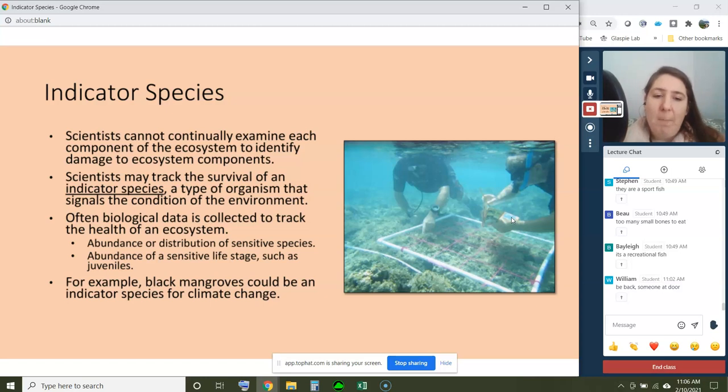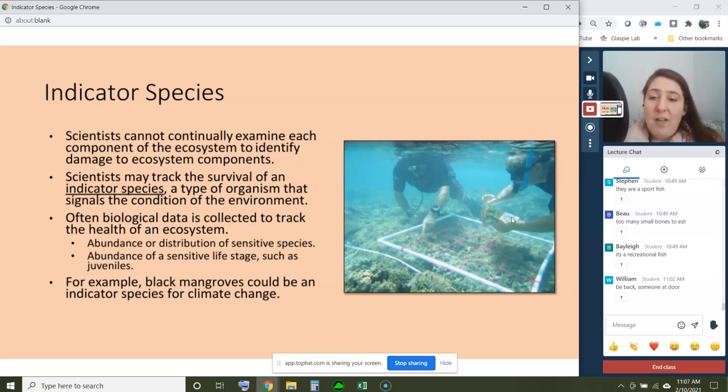When we're trying to determine what impacts there are to an environment, scientists can't just continually examine each component of the ecosystem to see if there's damage to those ecosystem components. So what we do instead is we try and look for a species or a few species or a few aspects of the environment that we can track instead that will give us a pretty good picture of what's going on. So we, for instance, can track the survival of an indicator species, which is a type of organism that signals the condition of the environment.